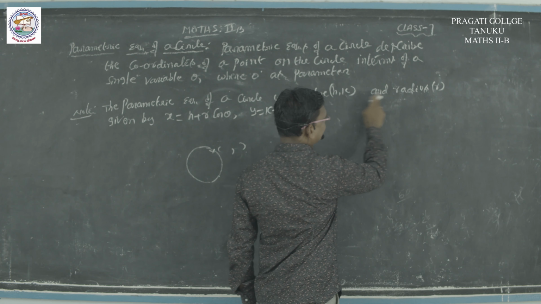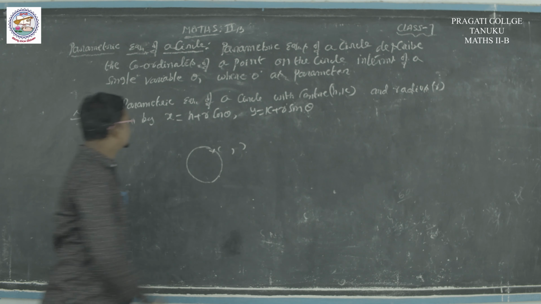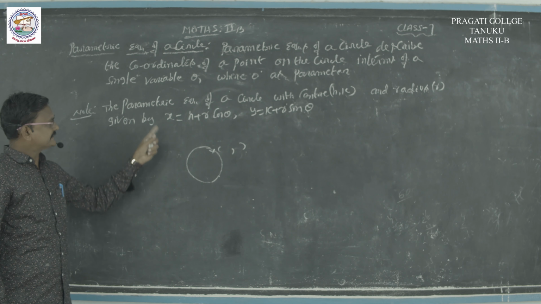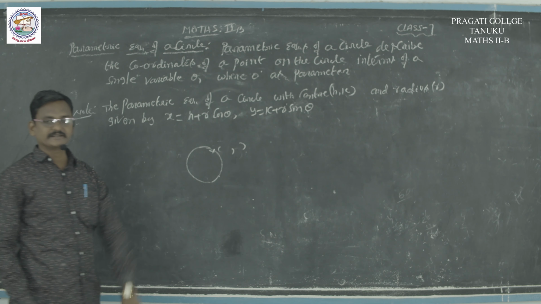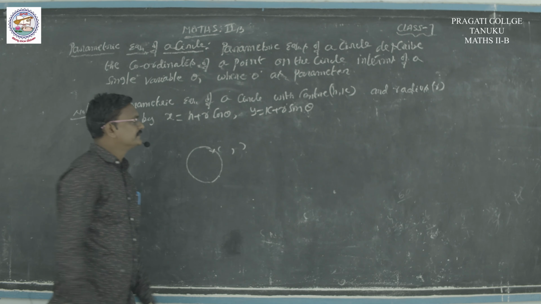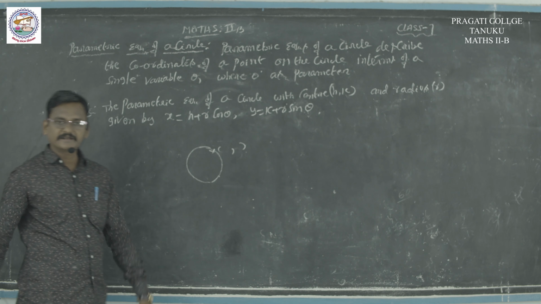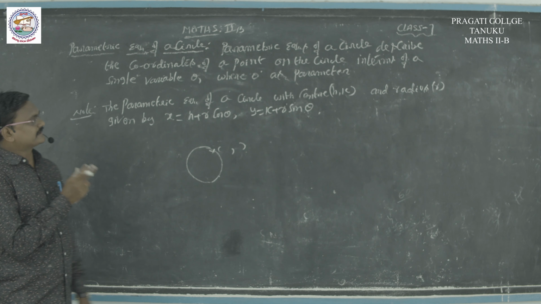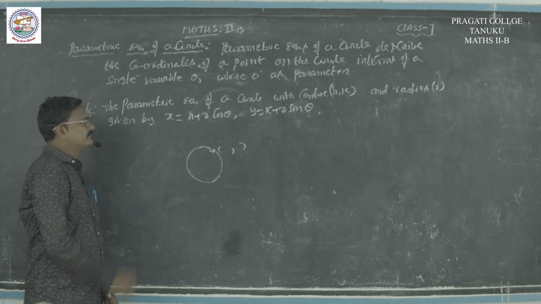The parametric equation of a circle with center h comma k and radius r is given by x is equal to h plus r cos theta, y is equal to k plus r sin theta. In this, theta is a parameter. So, this is the parametric equation of the circle. So, let us see why it is.